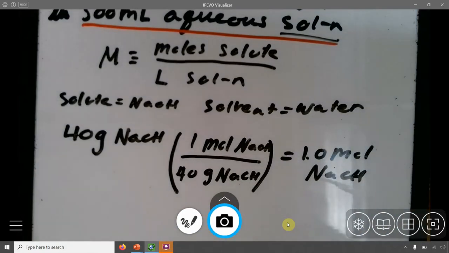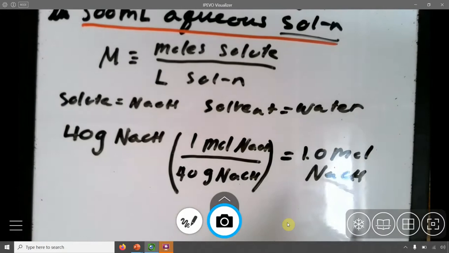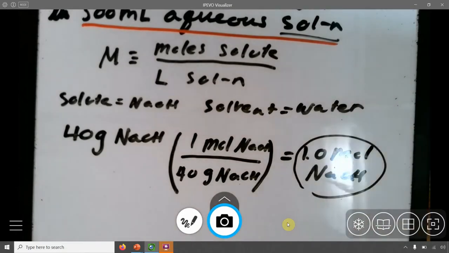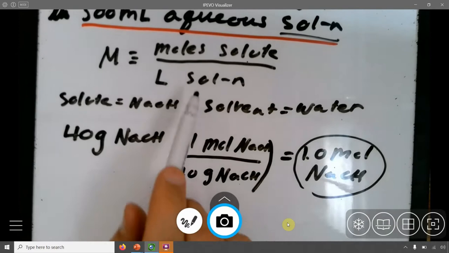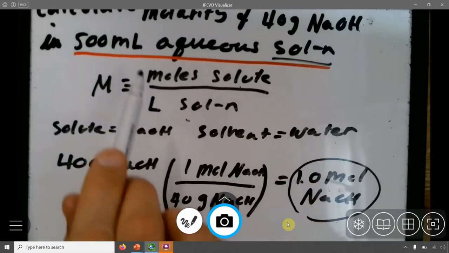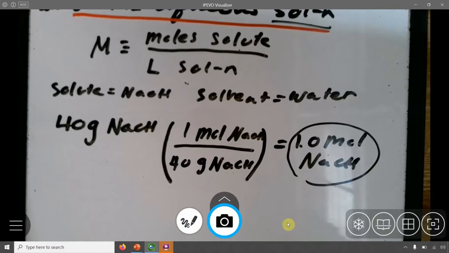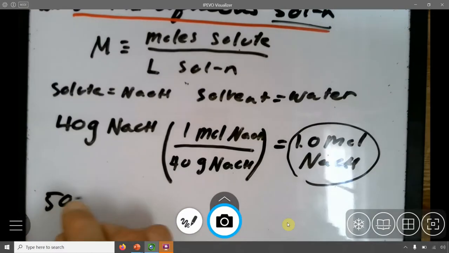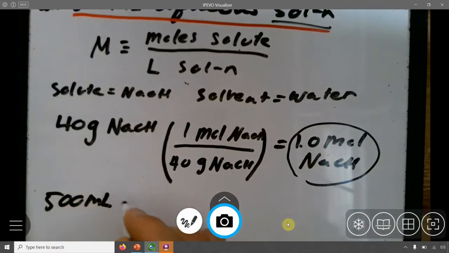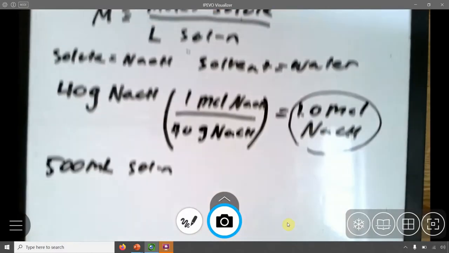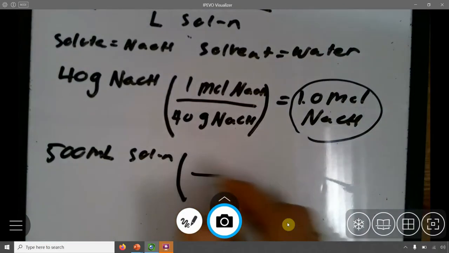All right. So that's great. This now is my numerator here. I have the moles of my solute. Perfect. I almost have my denominator. I have it as 500 mils. I just got to convert it to half a liter to get what I need. So convert 500 mils of solution into liters. Well, that's fairly simple.